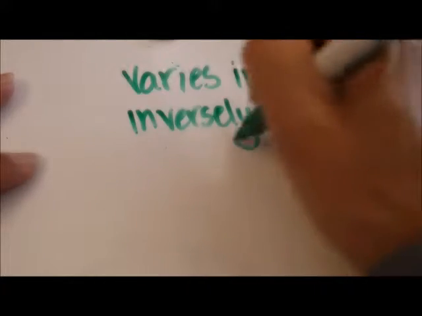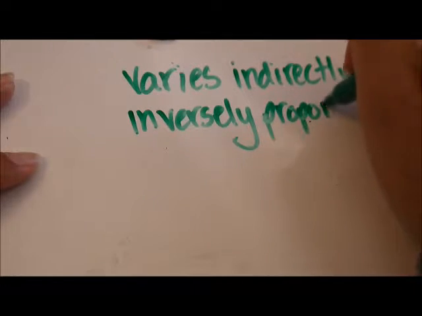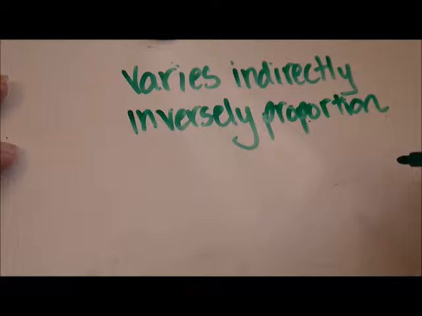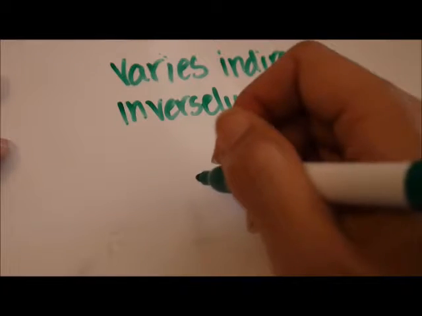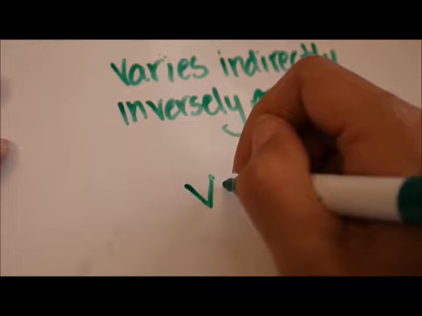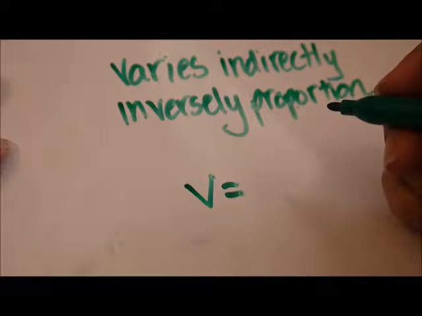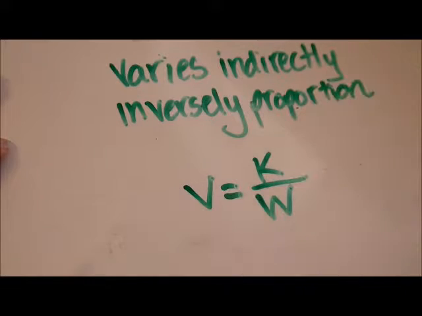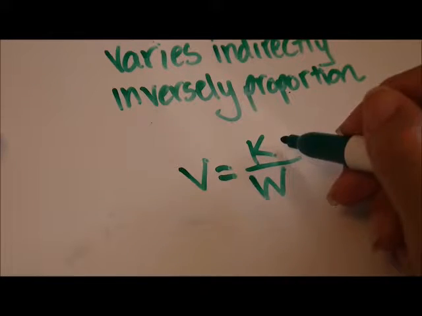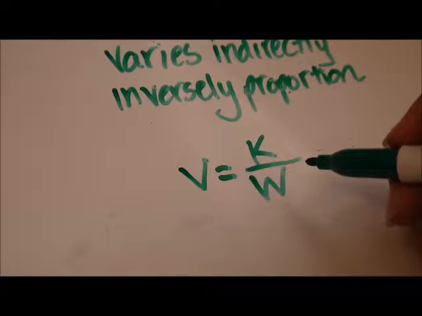Okay, or it's inversely proportional. That just means our equation's going to look a little different. Let's say we're talking about V and W. Doesn't really matter, but let's say volume varies inversely to the weight. It looks like that, where the constant divides the other variable.